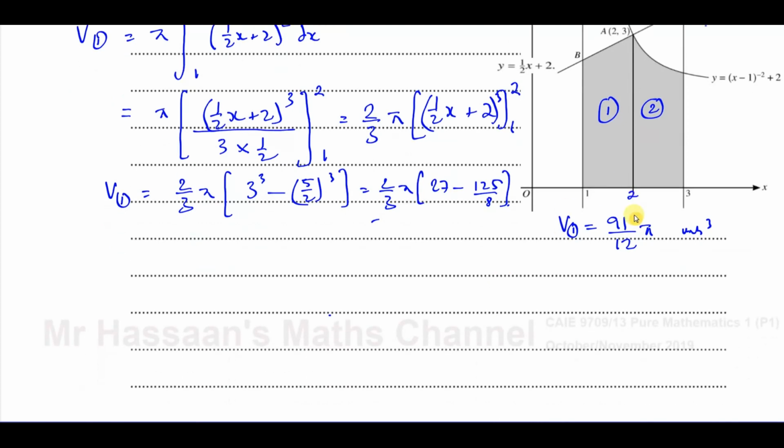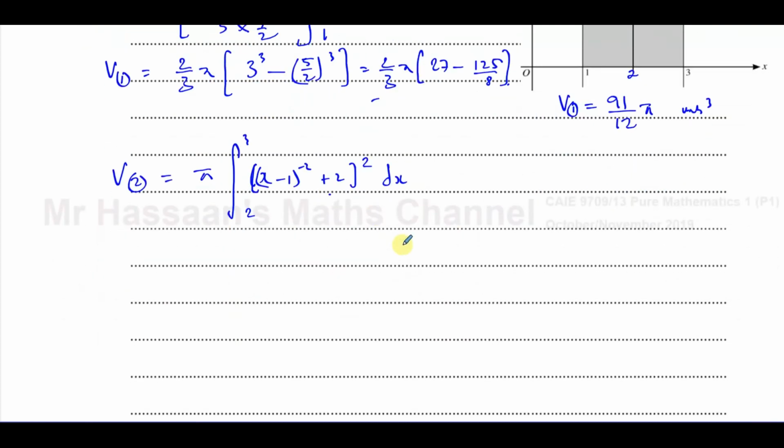Now we've got to do the same thing for that second volume. So we have the volume of section 2 is going to be pi times y squared. Now in this case, y is all of this, x minus 1 to the power of -2 plus 2. All of that is going to be squared, and then you integrate with respect to x, and this time our limits are between 2 and 3. So when I find the value of this, that should give me the second part of the volume. Added to that, I'll get my answer.